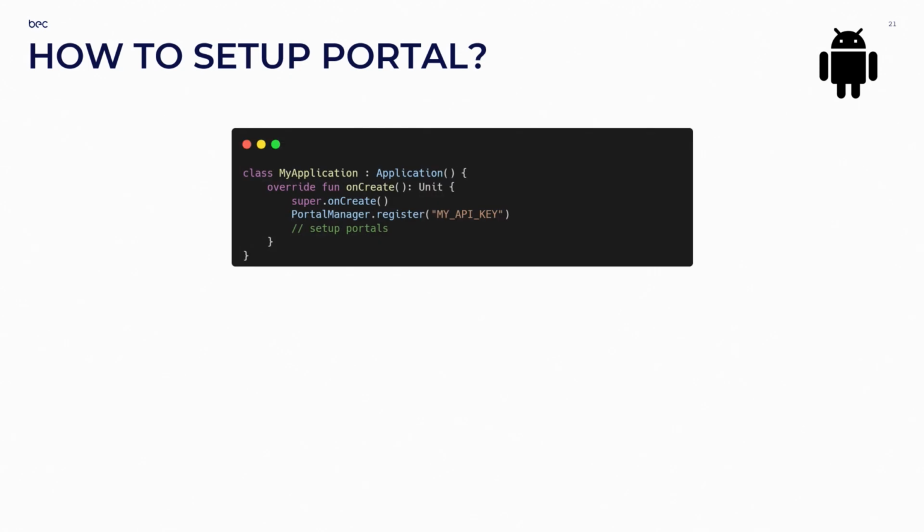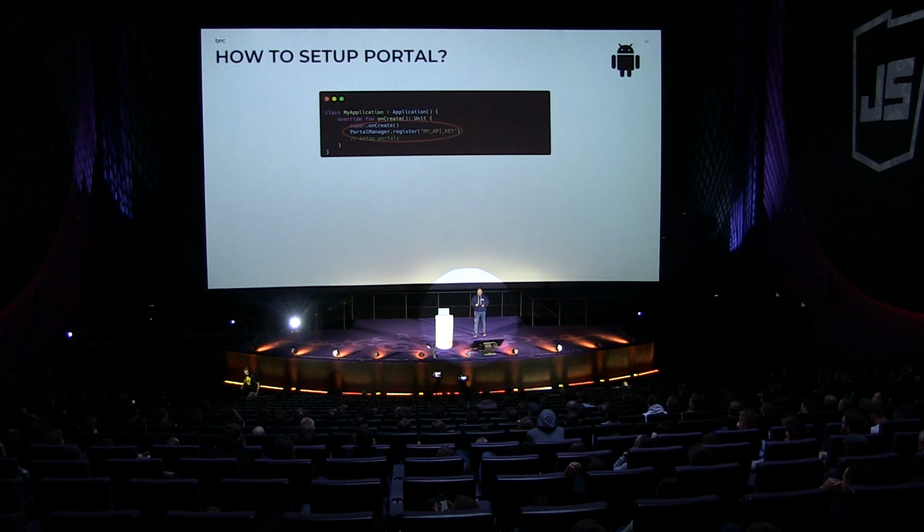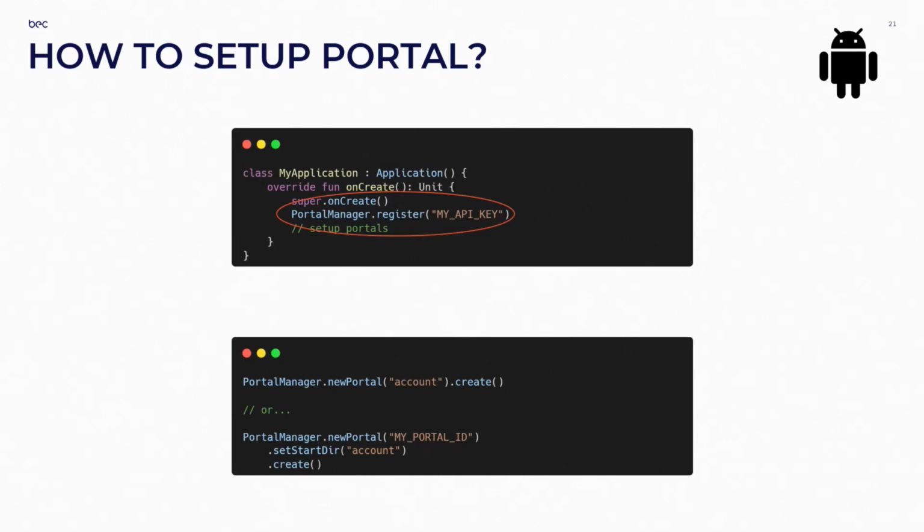Then the last part about setting up the portals, or setting up a single portal, giving a kind of Android example. First thing you have to do, you have to have a portal manager who is managing the portals. So you have to register that, and once you register that with your API key that you generated at the very beginning, then you are able to use it.